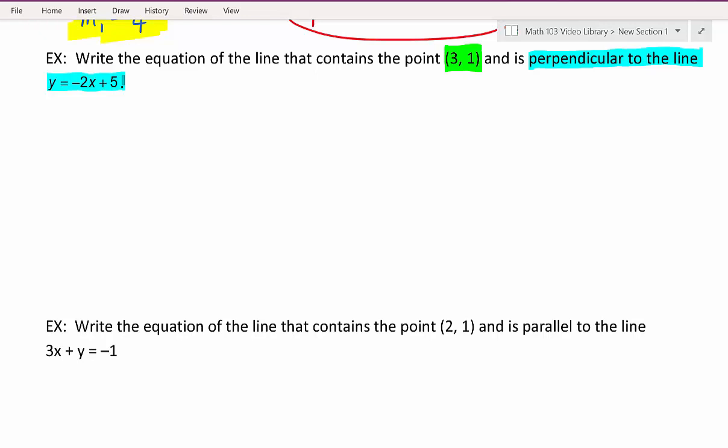And we need to start by identifying the slope of this line. To do so, you put it in slope-intercept form. It already is, so that's nice. The slope of this line is negative 2, but that is not the slope that we want to use. We want to be perpendicular to this line. The slope that would be perpendicular to negative 2 is positive 1/2.